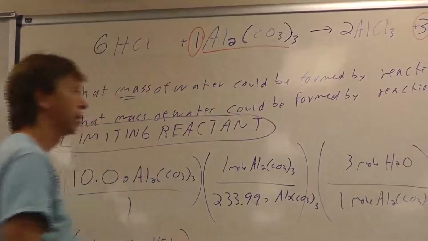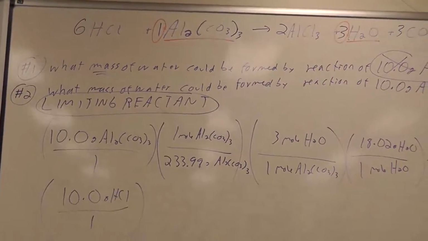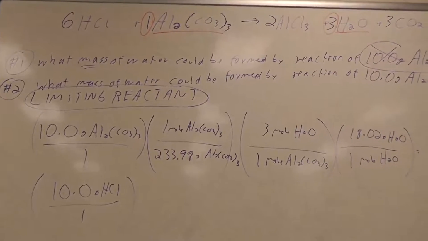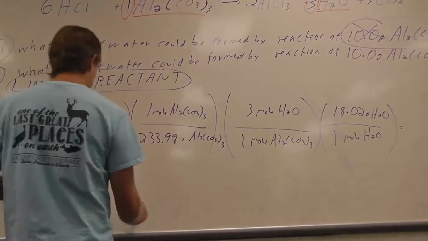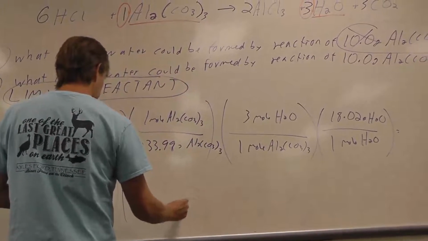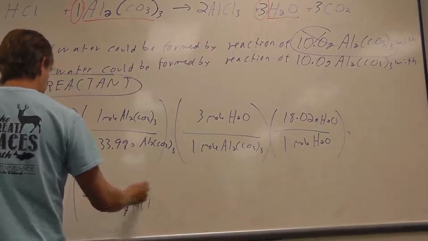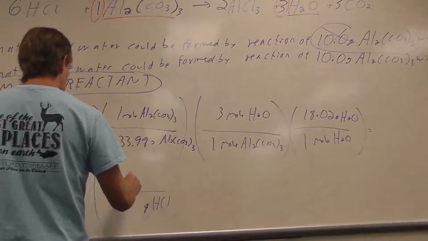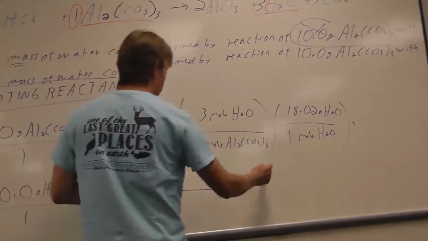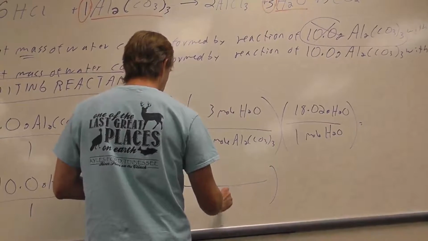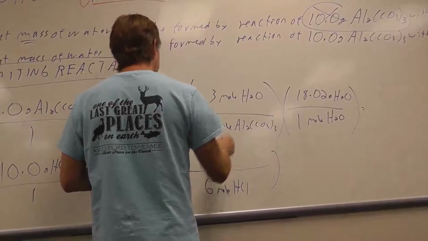Here's the aluminum carbonate part, exactly as it looked in problem 1. And here's the HCl part. That goes exactly parallel to the aluminum carbonate.